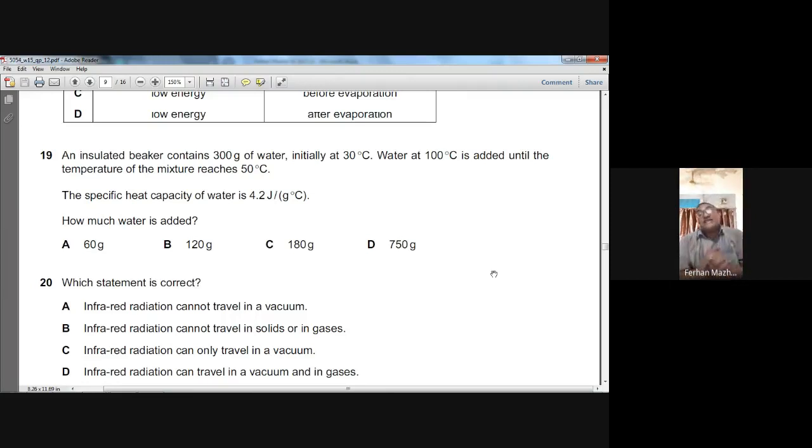But when you mix them, they reached a temperature of 50 degrees centigrade. So the 300 gram water, which was at 30 degrees centigrade, its temperature changed from 30 to 50. And the sample number 2 water, whose mass we don't know, we know its temperature was 100. Now when it's in the mixture, its temperature has become 50. So from 100, its temperature has dropped to 50.